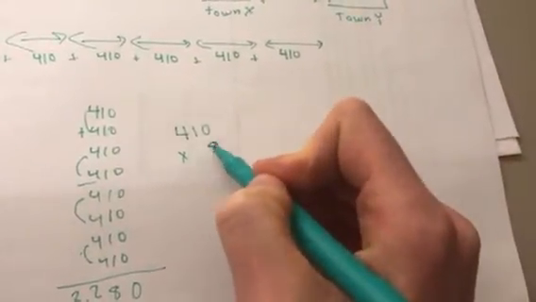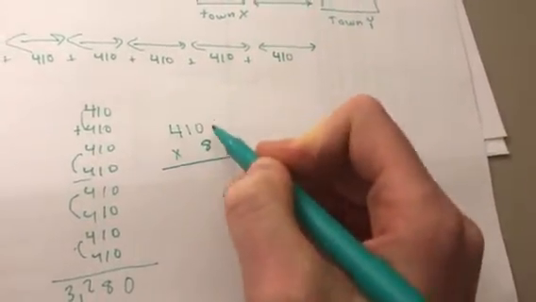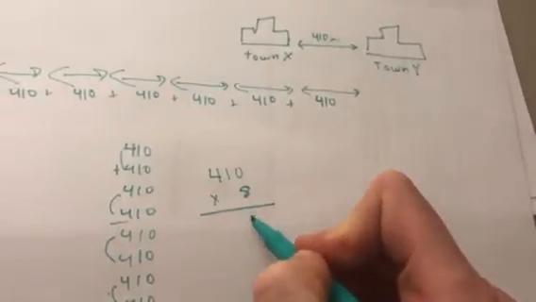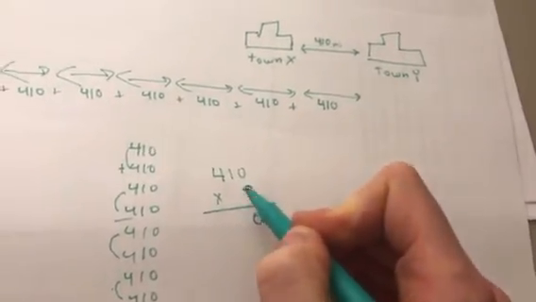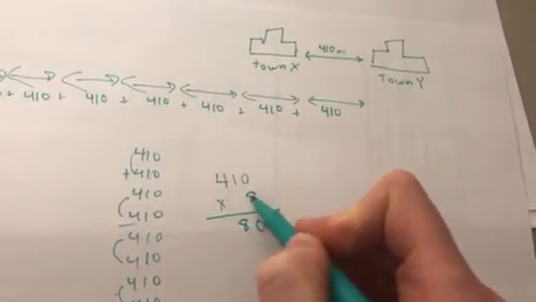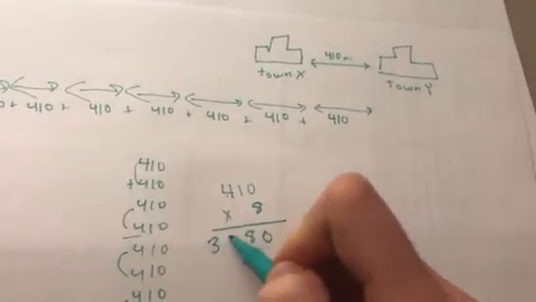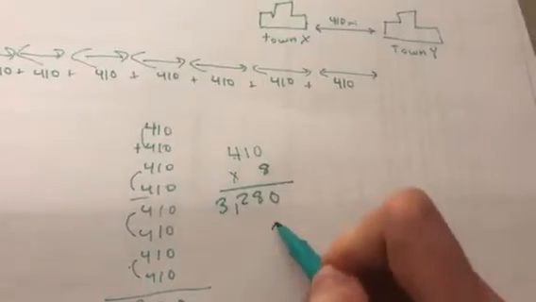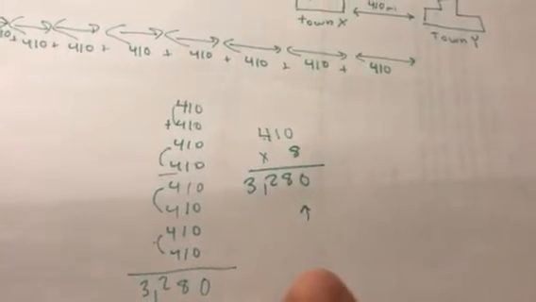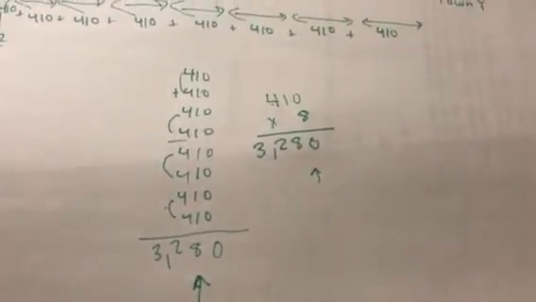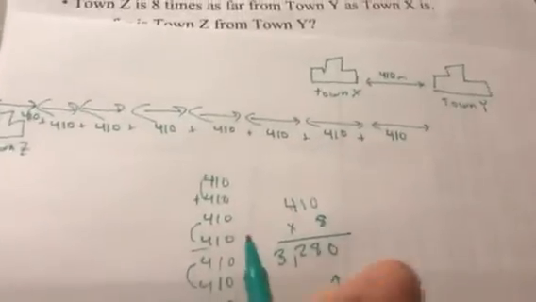times 8. Okay, 0 ones times 8 is 0, 1 ten times 8 is 8 tens, and then 400 times 8 is 32 hundreds. And you can see I got the same thing as I did with my repeated addition, but it was much faster. And so what does this 3,280 mean?